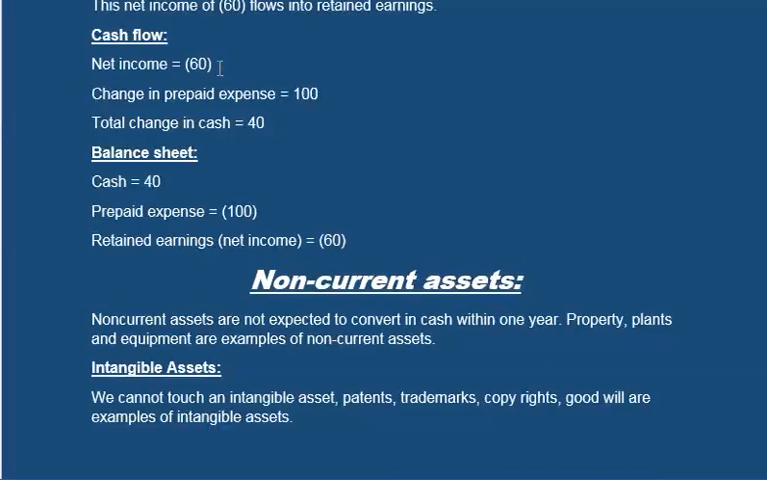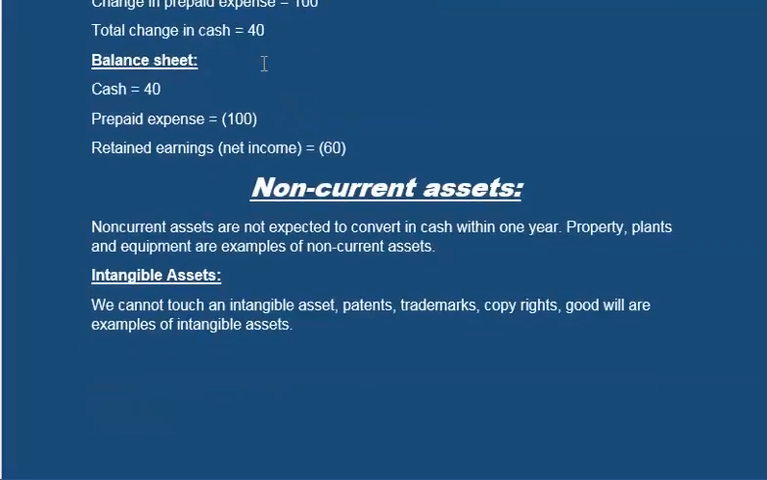Cash flow will become: net income equals negative 60. Change in prepaid expense is equal to 100. Total change in cash equals 100. Balance sheet. Cash equals 40. Prepaid expense is negative 100. Retained earnings, net income is negative 60.